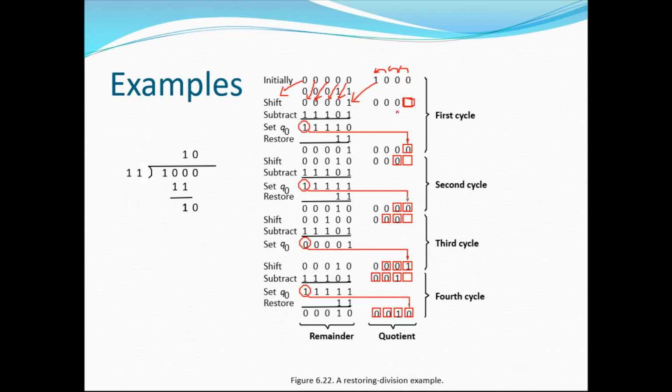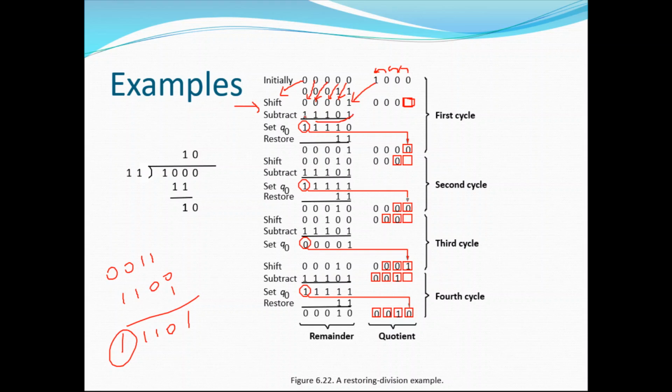Now we have to subtract M from this shifted version of A. How do you subtract? Actually, we take the 2's complement of M. What is M? M is 0011. So take its 2's complement. Take the 1's complement, that is 1100, and add 1. So that is nothing but 1101. It's a negative number, so its sign extension will be 1. So as it is a negative number, it is 1101, which is the 2's complement.